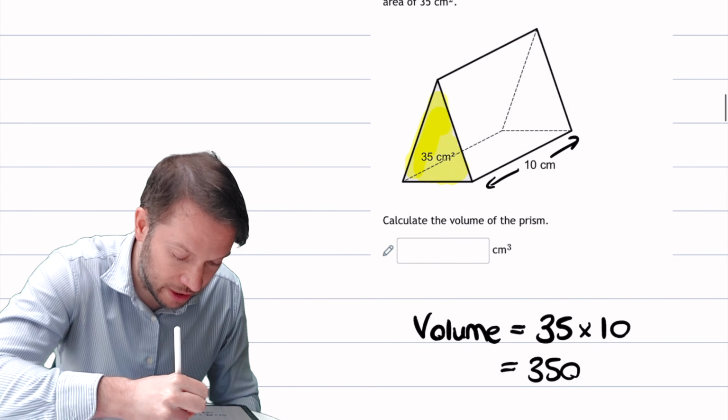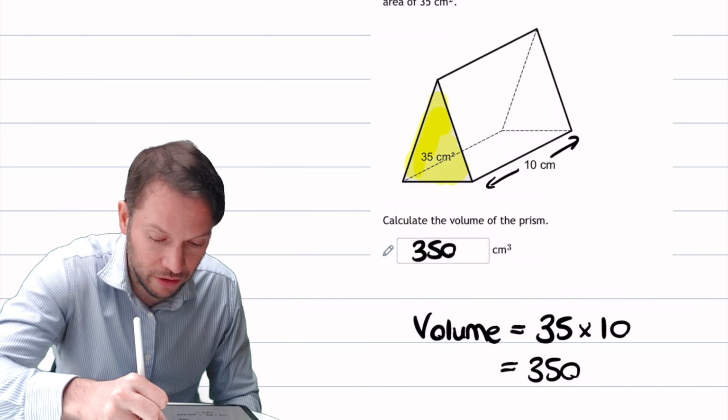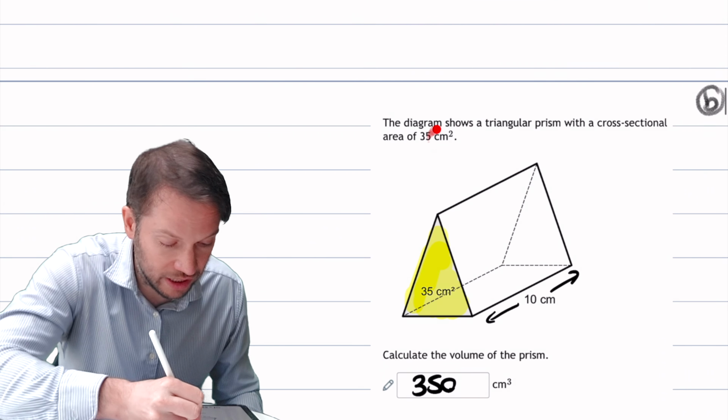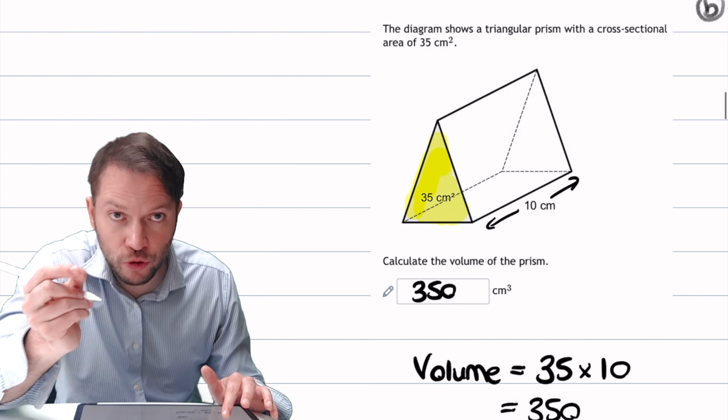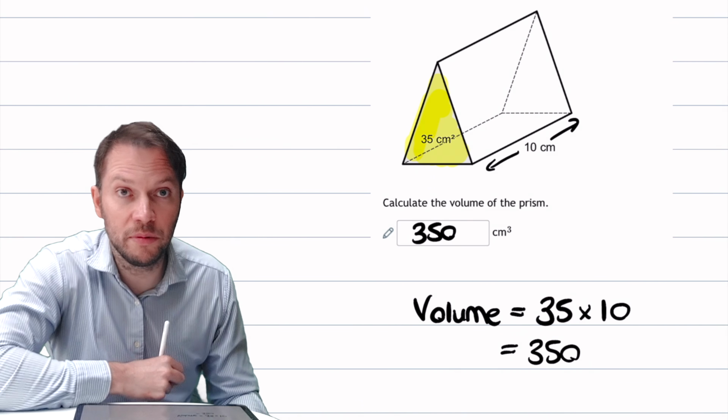And what's the unit? Well, it's centimetres cubed, because all these units are in centimetres, centimetres squared, and that's in centimetres. And volumes are in a unit cube, so it's going to be centimetres cubed, and that's the final answer.